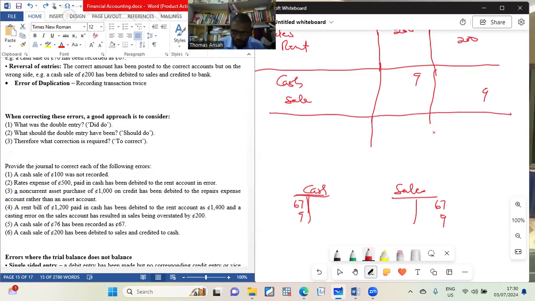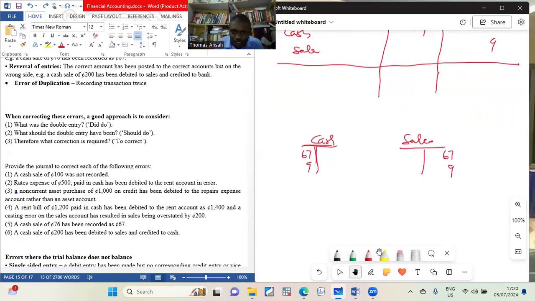Then the last one. The last one says that a cash sale of 200 has been debited to sales and credited to cash. You see what they did there is that they did it the opposite way, so complete reversal. All right. So what they did is that we know cash is supposed to be debited, sales is supposed to be credited, but that is not what they did. So we have cash, we have sales. So what they did was that the cash sale has been debited to sales. So they did 200 here, then they did 200 here. But cash sales is not like that. So how do we correct it?